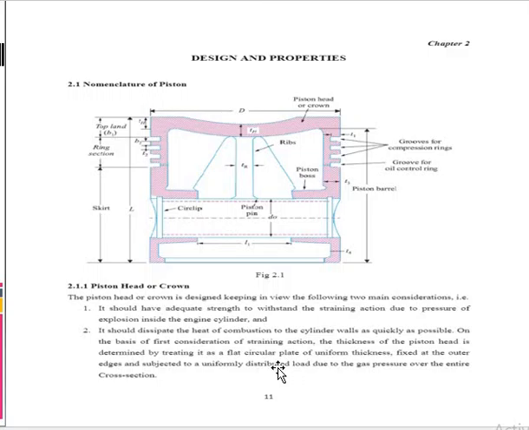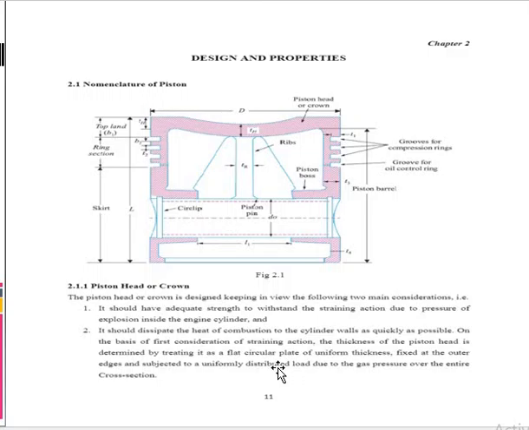And one more important consideration for the piston. These are the two main considerations to design the piston. The second one is that it dissipates the heat, meaning whenever combustion is going on inside the engine cylinder, the heat will be dissipated as quickly as possible. On the basis of the first consideration, straining action.